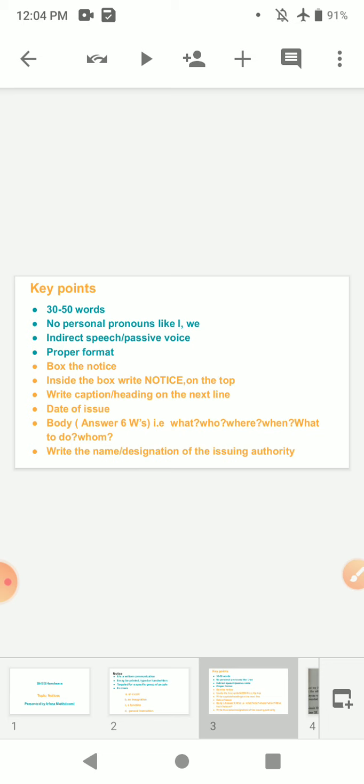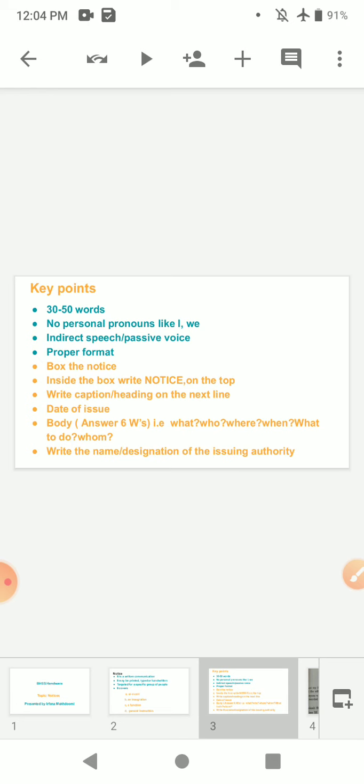Then where. If the notice is for any event, competition, or program, then the location of such event must be written there. Then comes when. The time or the date of the meeting, the event or the competition is to be written there. Then what to do. Here you write instructions related to the notice.